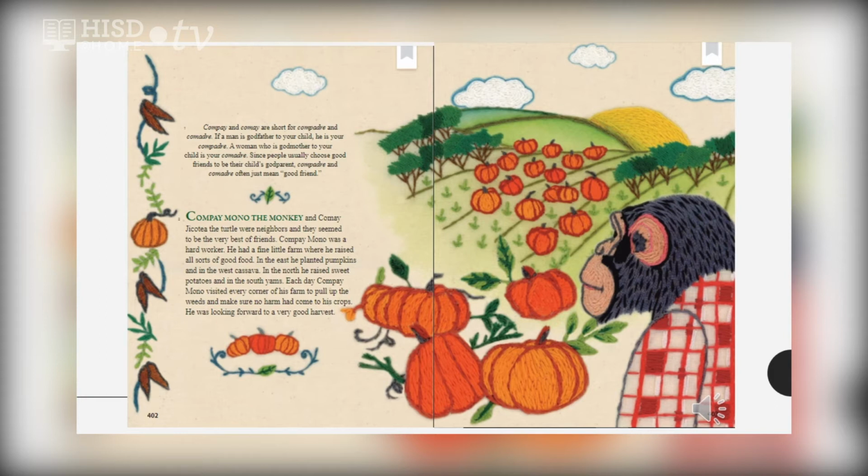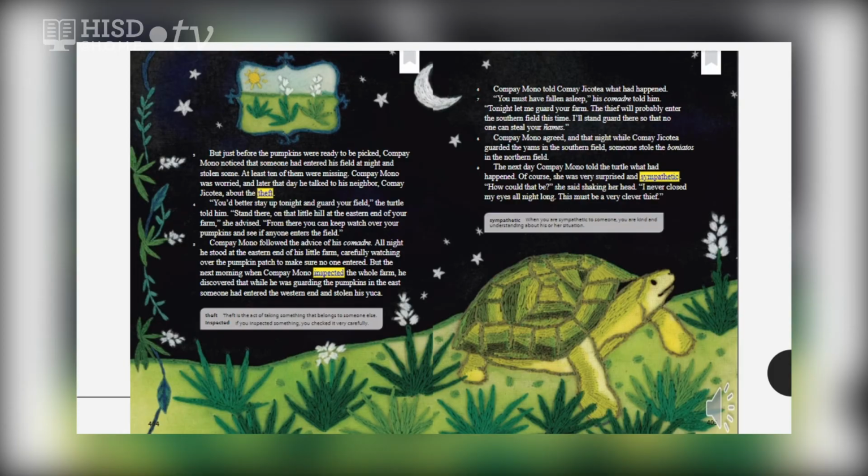Each day, Compe Mono visited every corner of his farm to pull up the weeds and make sure no harm had come to his crops. He was looking forward to a very good harvest. But just before the pumpkins were ready to be picked, Compe Mono noticed that someone had entered his field at night and stolen some. At least 10 of them were missing. Compe Mono was worried, and later that day he talked to his neighbor, Come Jicotia, about the theft.